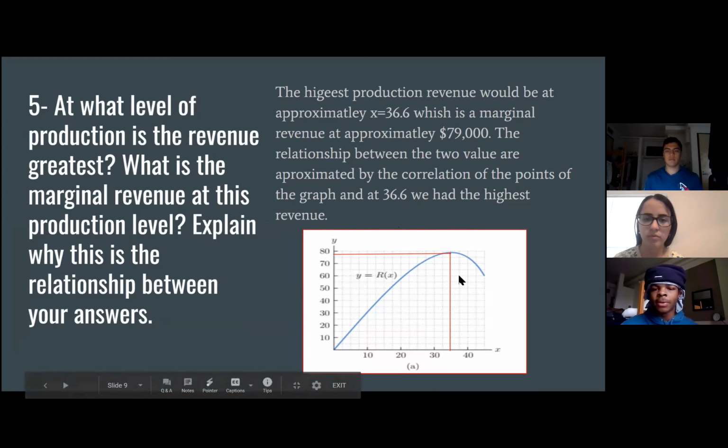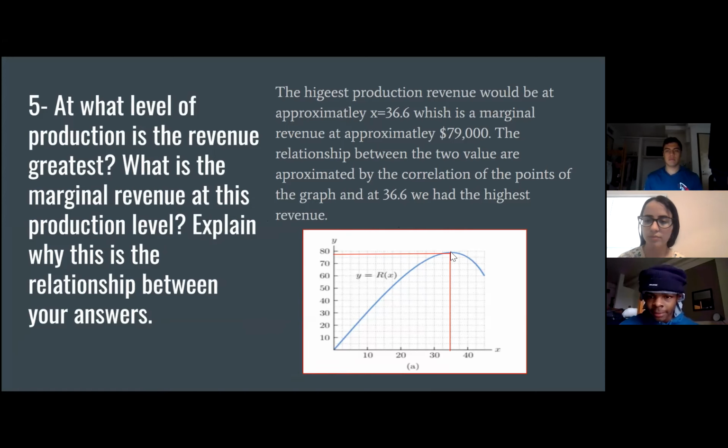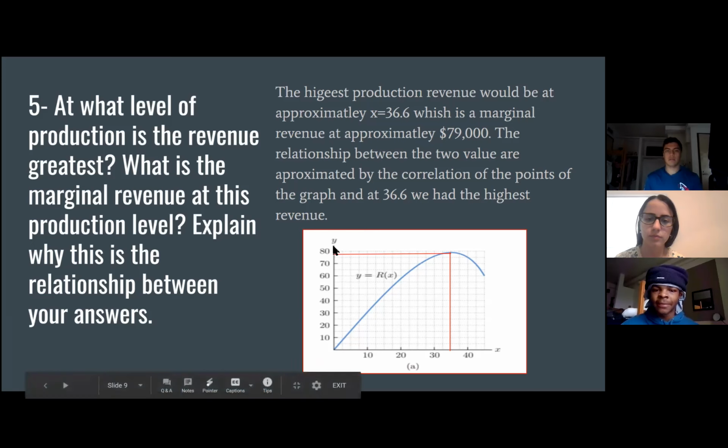We can't necessarily say just looking at the graph, we'd need numbers, but it's at the very highest point on the graph, so that would be the highest revenue. And so the highest revenue would be $79,000, because at the top of the graph, that's where 36.6 matches up. And the correlation of the two points is the graph at 36.6, and we match it with revenue.